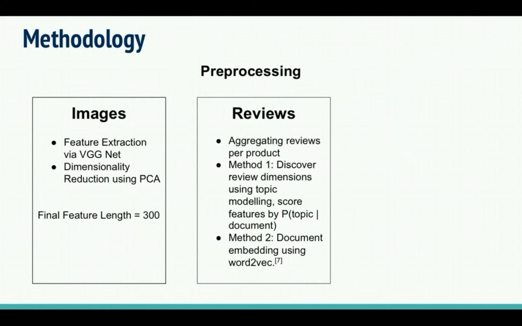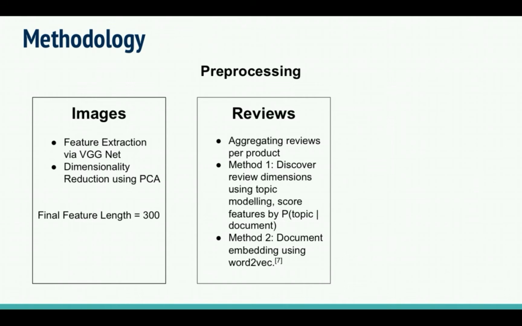The first method that we used was topic discovery. More specifically, we used the latent Dirichlet allocation algorithm, and we discovered review dimensions using topic modeling. We finally scored the features per document using the probability of the topic given the document. This allows us to get a feature vector of size number of topics for every document.